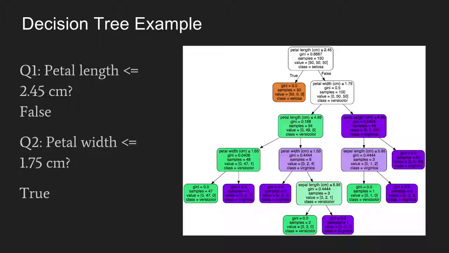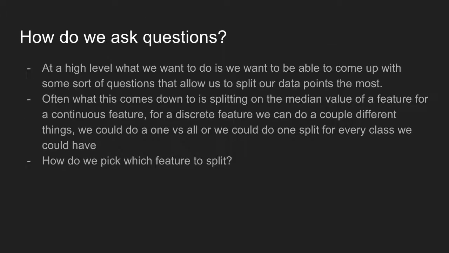So hopefully now you get a sense of what we're doing: we're taking a feature from our data set and using that as the basis of our questions. But the question then arises, how do we ask questions? Which questions should we pick for our decision tree?